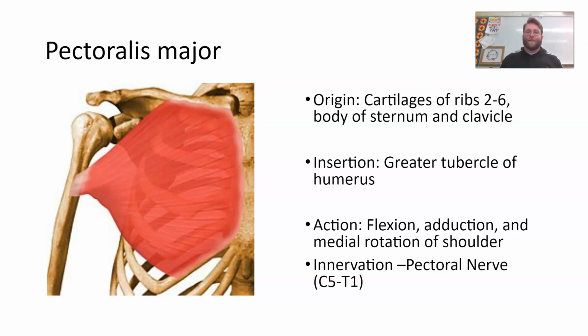For the pectoralis major, its origin is going to be on the cartilage of ribs 2 through 6. So think, where is your pec muscle going to be? Starting below the clavicle and then those first 6 ribs, just where the true ribs are on the side of your sternum. So going from that part of your sternum, they're going to insert over onto your humerus.